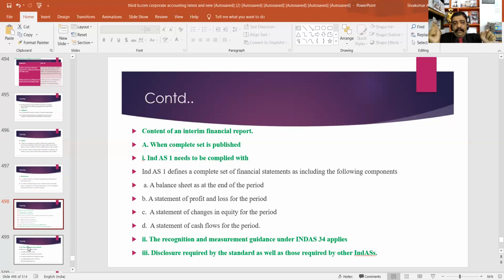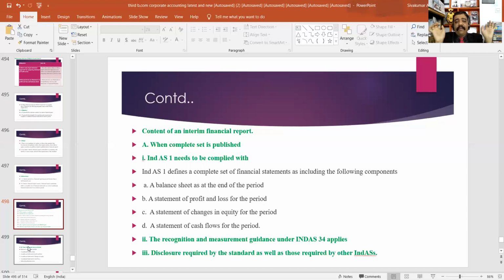Then, content of an interim financial report. An interim financial report may be a complete financial report or a condensed financial report. When a complete set is published, then you have to follow Ind AS 1. If you have decided to prepare a complete set of financial statements for the interim period, then you have to prepare the financial statements as per Ind AS 1. What are the financial statements as per Ind AS 1? First, a balance sheet as at the end of the period. Second, a statement of profit and loss for the period. Third, a statement of changes in equity for the period. Fourth, a statement of cash flows for the period.